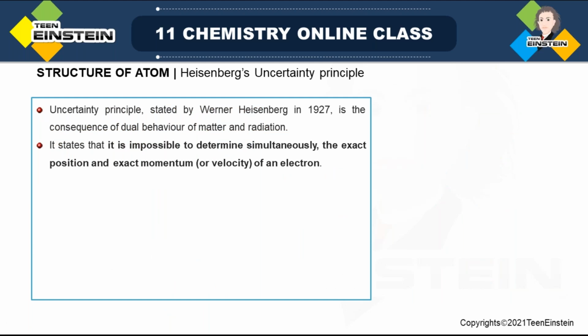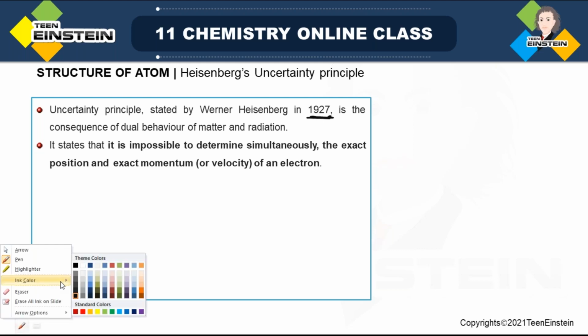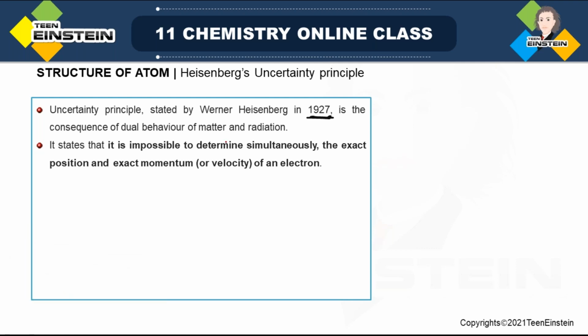Heisenberg's uncertainty principle. When we discussed limitations of Bohr's model, there we already mentioned these two terms, De-Broglie and Heisenberg uncertainty principle. So De-Broglie we have already seen in today's class. Now we'll see the next one, Heisenberg uncertainty principle. It was stated by Werner Heisenberg in 1927. And remember, it is a consequence of dual behavior of matter and radiation. Dual behavior of matter we have seen in case of De-Broglie concept, right?